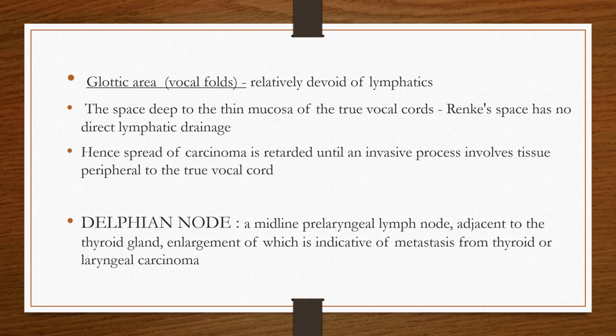There is one peculiarity: the vocal folds are relatively devoid of lymphatics. That is why it is said that when there is a cancer of the vocal cords, it is detected very late, because there is little lymphatic spread. A Delphian node is a midline pre-laryngeal lymph node near the thyroid, which indicates metastasis from thyroid or from cancer of the larynx.